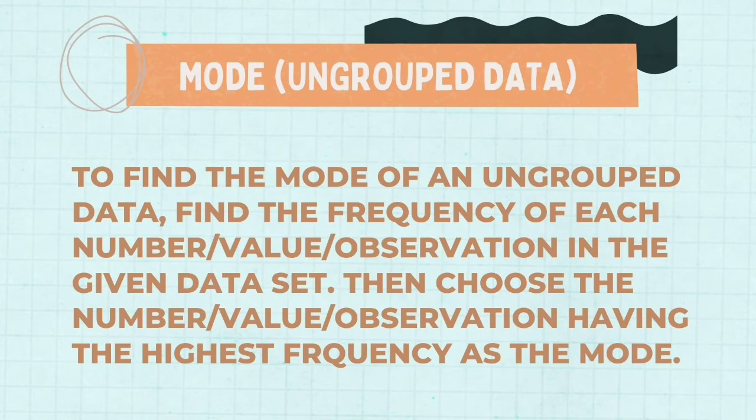So, mode for ungrouped data. To find the mode for ungrouped data, we need to find the frequency of each number, value, or observation in the given data set. Then we need to choose the number, value, or observation having the highest frequency as the mode.